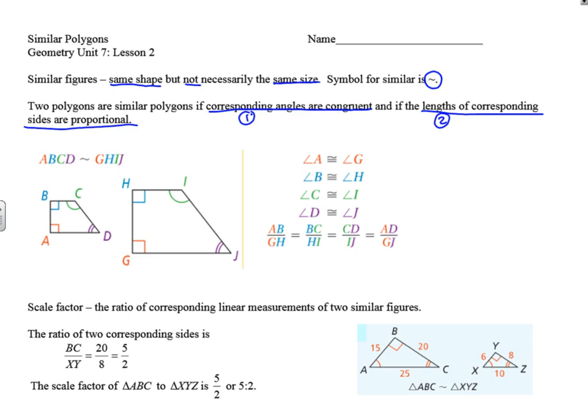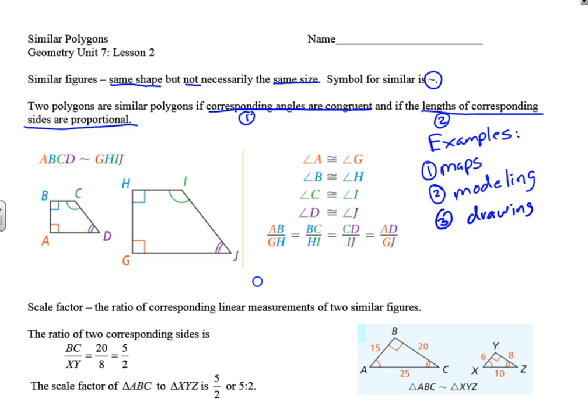So when we think about similarity, examples of similarity are, maps use this a lot. When we have scale factors, we use similarity. Any kind of modeling, like a model car or some kind of architectural drawing, all that stuff. Drawings for architecture, engineering, all of this uses the idea of similar.